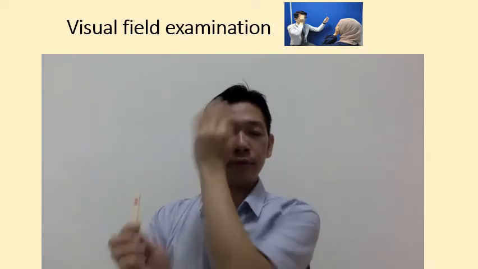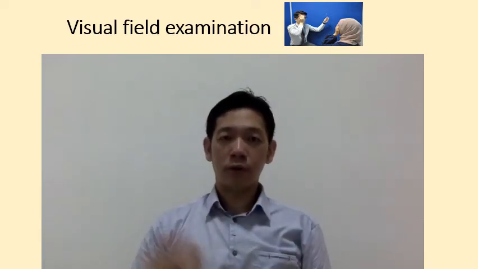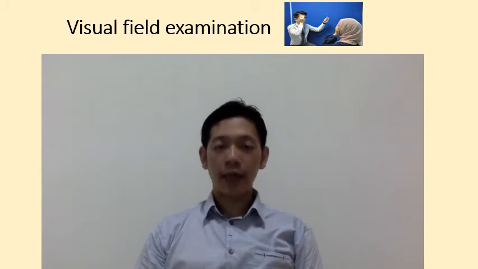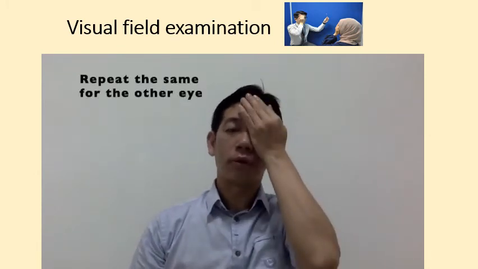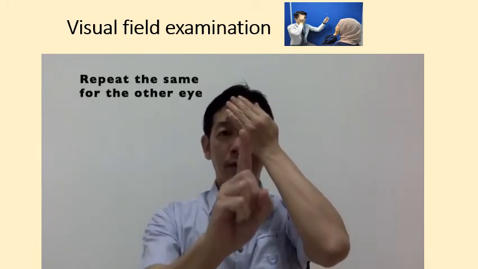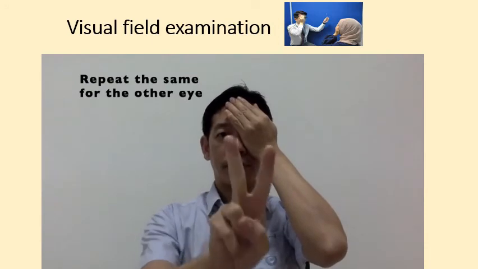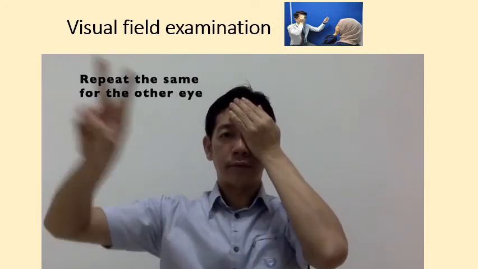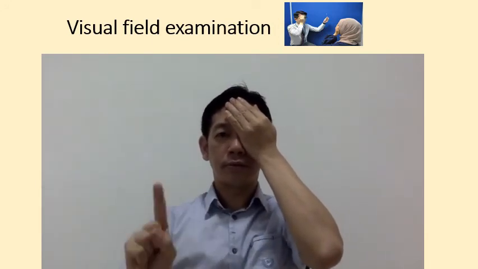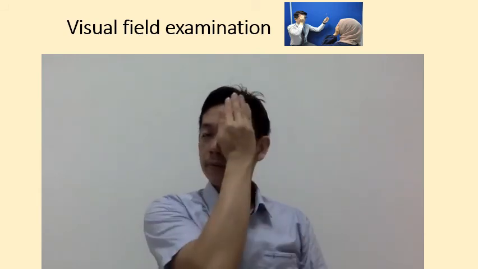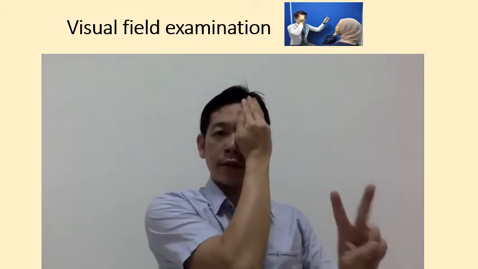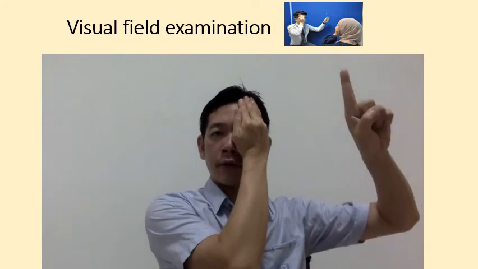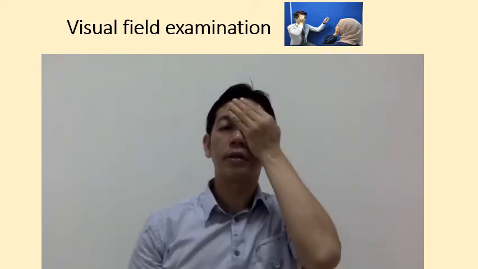Now? Okay. So, can you close the other eye? Close your right eye with your palm. Okay. How many fingers do you see? Very good. Tell me how many fingers? Very good.